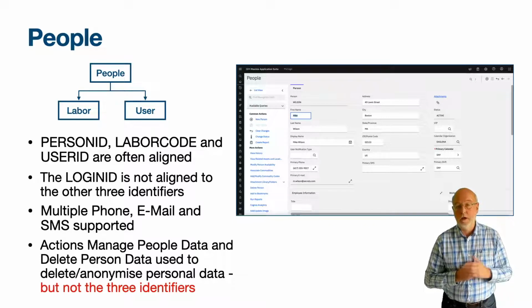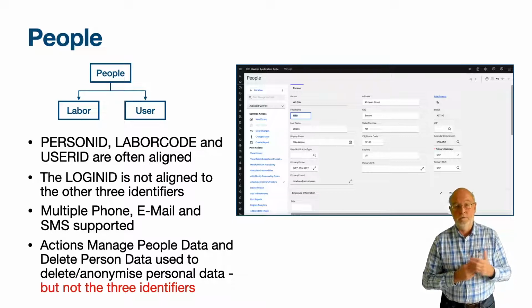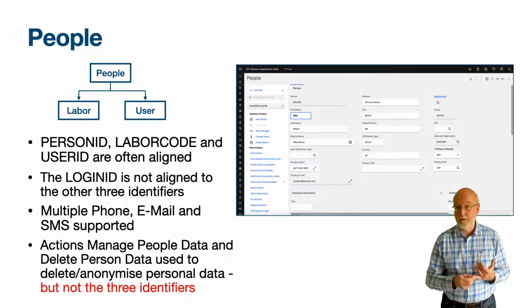These two actions are normally only applied to the Maximo administrator. There are three signature options which need to be set: Manage People Data, Delete Person Data, and Delete Person Data button.